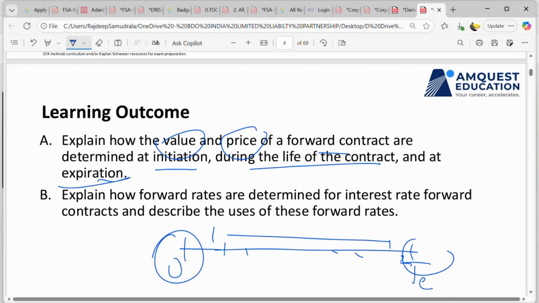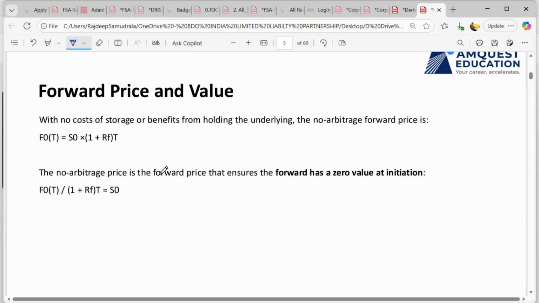And obviously we learn how they are determined, which we've done in the earlier chapters as well, how to determine the forward contracts. Now, you already know the formula I taught you in the no arbitrage pricing section earlier, where I told you the forward price is equal to the spot price times (1 + r)^T. Correct? So that's the same answer if I want to find out the forward price.